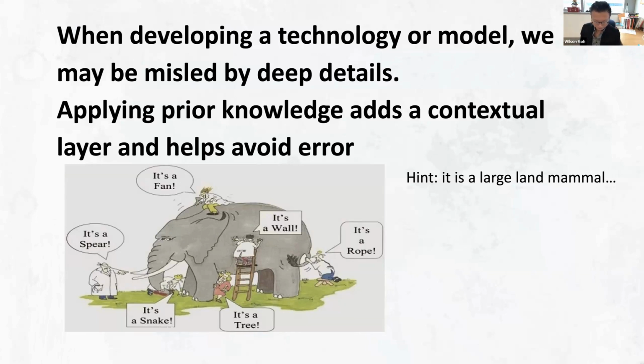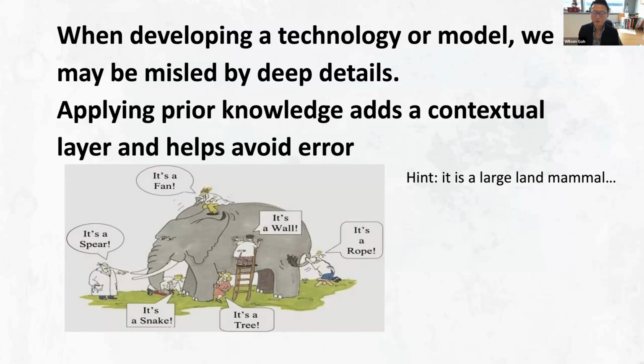But we can also look at this from another perspective. I think this fable has a parallel in AI and tech development. When we are developing something, sometimes we could be misled by deep details. And I think applying prior knowledge or exploiting current information can add a contextual layer that improves the findings and also helps to avoid error.